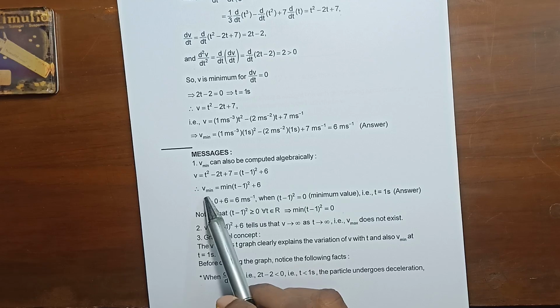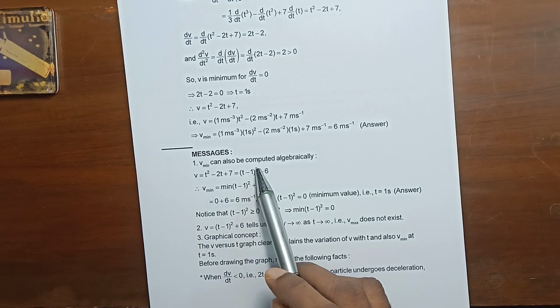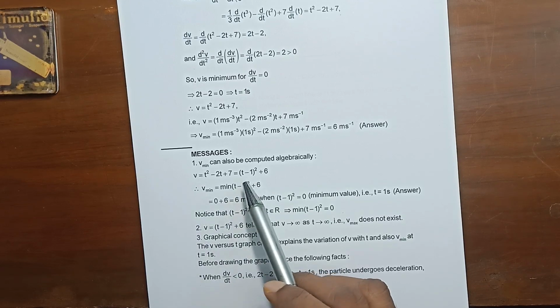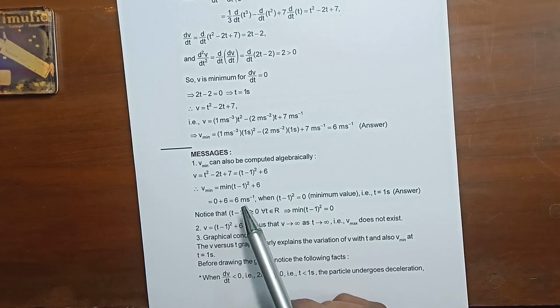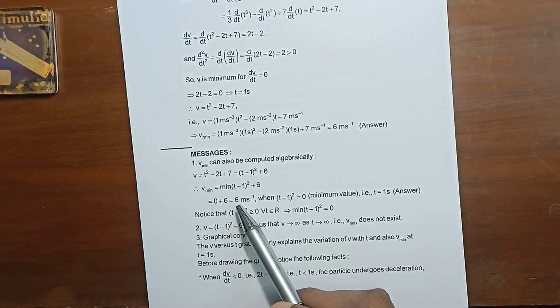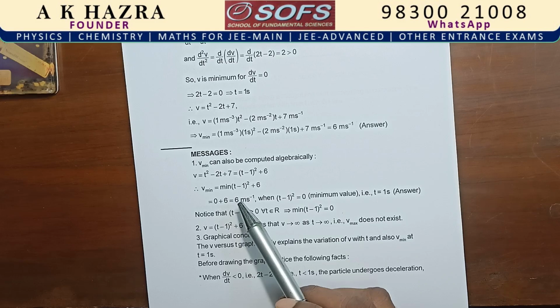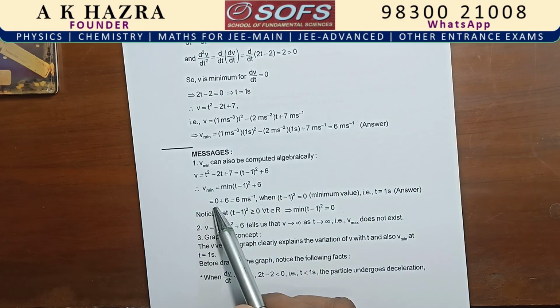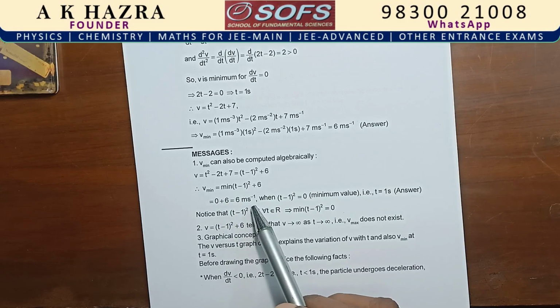Now what is v minimum? When (t minus 1) whole square is minimum, plus 6. So v minimum equals the minimum value of (t minus 1) square plus 6. Now t minus 1 is a real number. A real number square is always greater than or equal to 0. So what is the minimum value of a real number square? 0. That's why the minimum value is 0 plus 6 equals 6 meter per second.